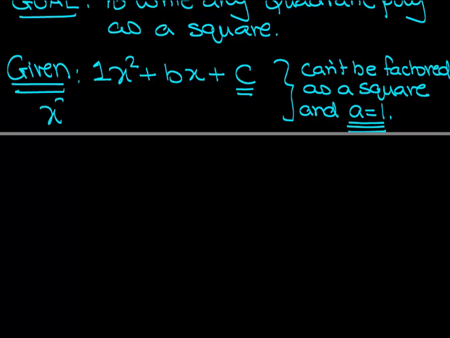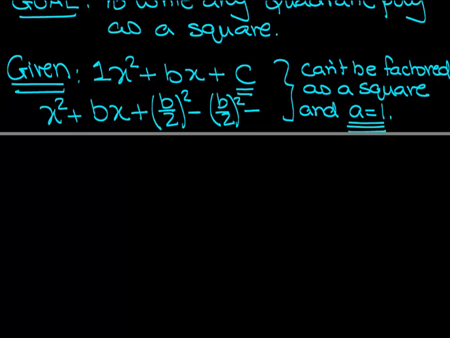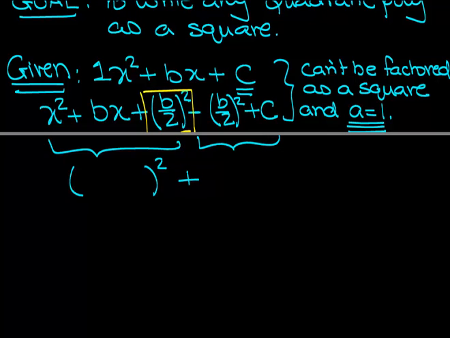So what I want to do is rewrite this as x squared plus bx, and I'm going to add that magic number. The magic number is the middle term, b divided by 2, squared. Since we added that, we also have to subtract it. We can't just randomly add numbers into a problem. Plus c. Because we added that magic number and subtracted it, these first 3 terms can be written as a square. And that's it.